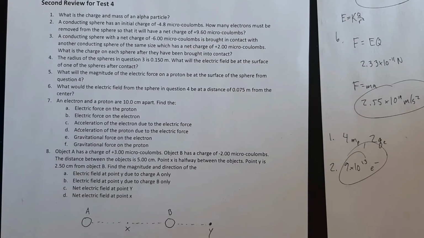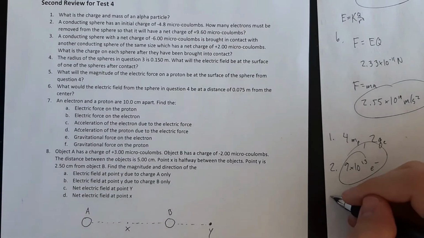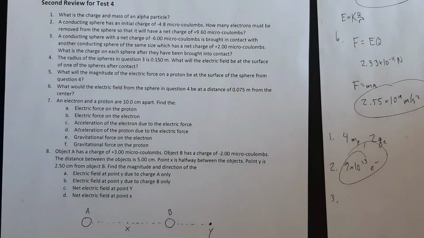What is the charge on each sphere after they have been brought into contact? Okay, so total charge-wise, we've got negative 6 and a positive 2. When they come together, some of that's going to cancel out. Negative 6 and a positive 2, add those two together, and you've got a negative 4.